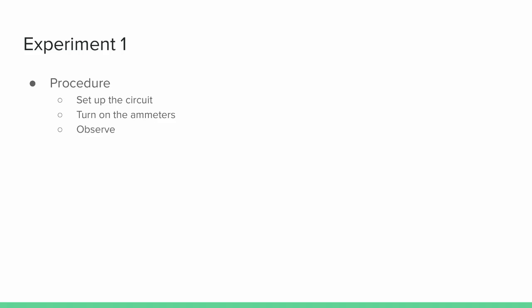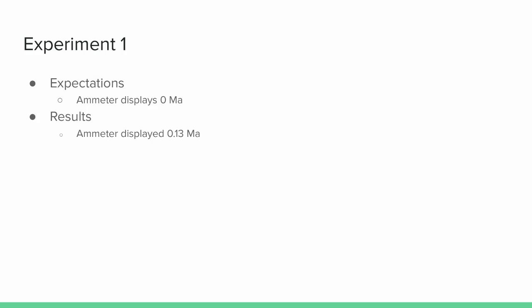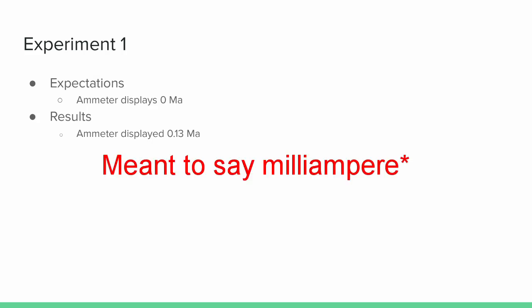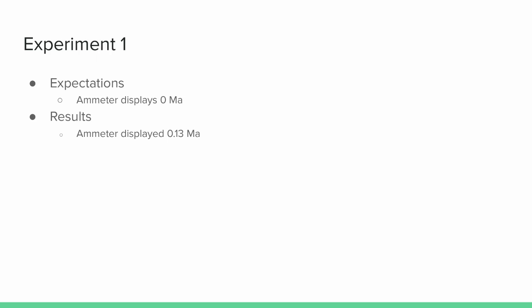The procedure for this experiment is very simple. We have to set up the circuit, turn on the ammeters, and then simply observe. The expectations are that the ammeter will display 0 milliamps. The results, however, show that the ammeter displays 0.13 mA.